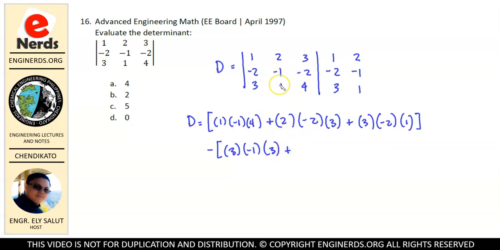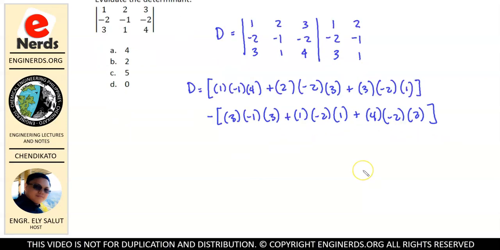Then plus, ito naman, tong part na to. Ito naman yung gagawin natin ngayon. So, we have 1 times negative 2 times positive 1. Then again, plus. So, ito namang part na ito. Ang gagawin natin, yung last part. Okay? So, yan naman yung gagawin natin ngayon. So, we have 4 times negative 2 times positive 2. Okay? So, yan yung sasagutan natin.